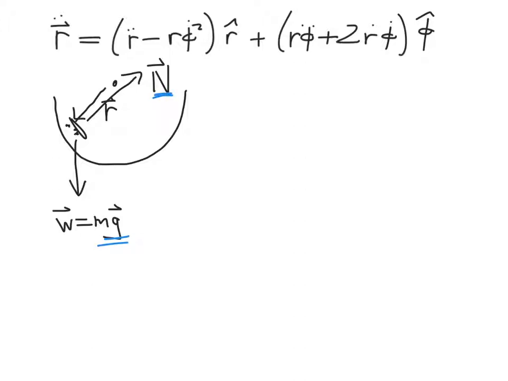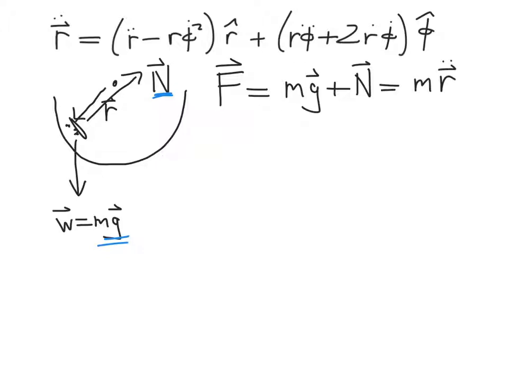Okay, so now what we want to do is to express these two forces in terms of our polar coordinate system. So remember, we have our two forces, the sum of the forces F, mg plus N. That's got to be equal to, according to Newton's laws, m r vector double dot. Okay, so let's think about how to do this problem using our new polar coordinate system.